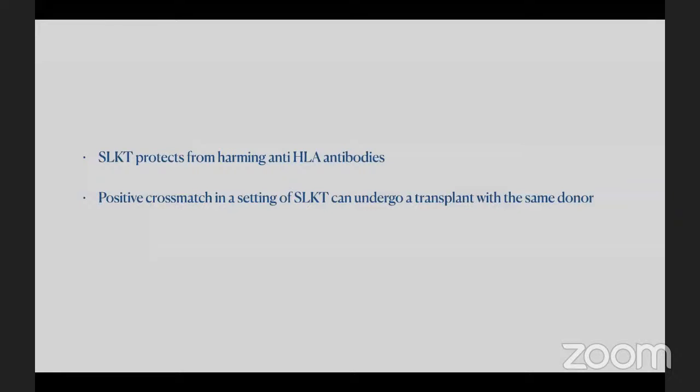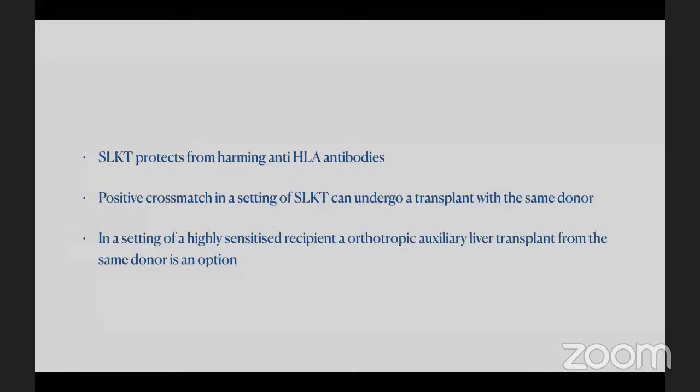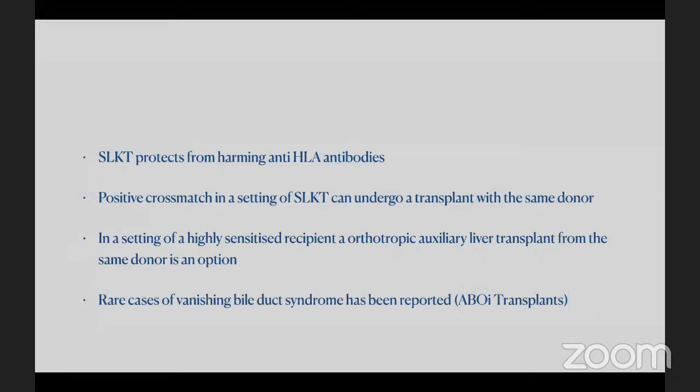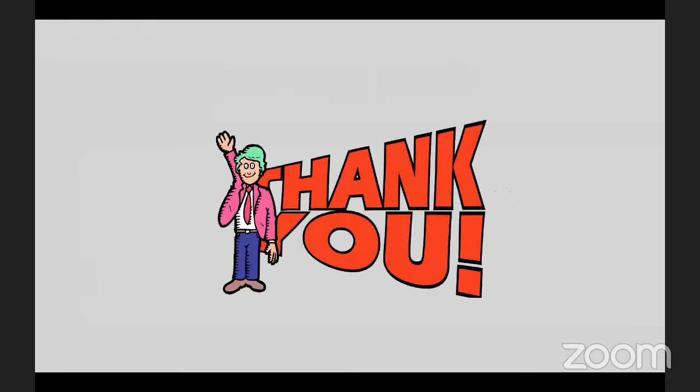A positive cross-match in the setting of SLKT can still go ahead with the transplant with the same donor. In a setting of such transplants, auxiliary liver transplants, very rare cases of vanishing bile duct syndrome have been reported, especially when it's an ABO incompatible transplant with anti-HLA or anti-ABO antibodies when they go for an SLKT. Thank you for patient listening. We'll be very happy to help you answer questions.